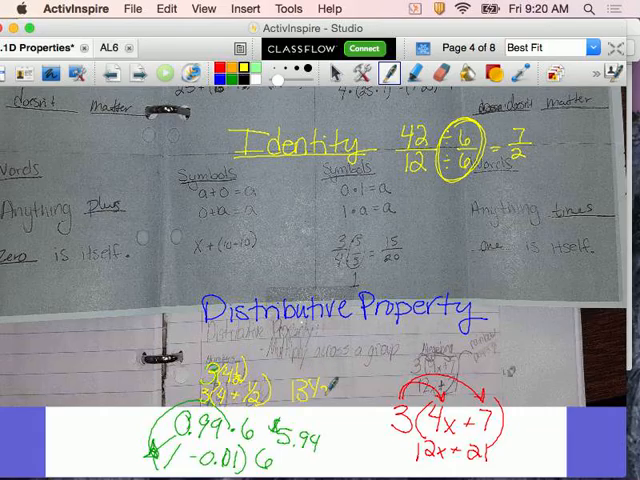So that's how we use it to do mental math all the time. Anybody who's good at it knows how to break stuff up like that. And you might even do it naturally, but now you have a reason. You're using the distributive property.